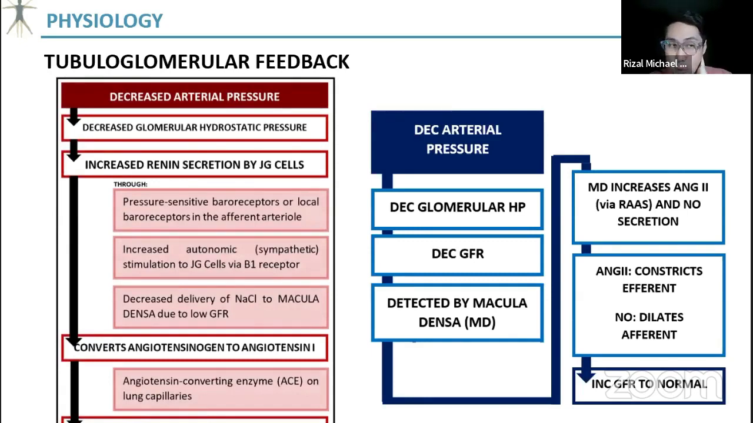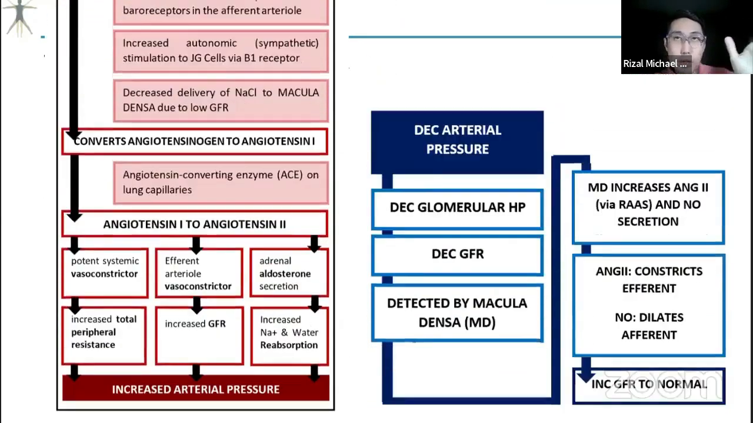So yung renin secretion mo, it will be stimulated by 3 important factors like sympathetic nervous system, macula densa, as well as your baroreceptors. Basically, renin will convert your angiotensinogen to angiotensin 1, and then angiotensin 1 to angiotensin 2 via the lung capillary ACE. And then you have angiotensin 2. So very important is you have to be familiar with the 3 functions ng angiotensin 2. That's your potent systemic vasoconstrictor, efferent arteriole constrictor, and as well as increased secretion ng aldosterone. Your aldosterone will increase sodium and water reabsorption as well as potassium and hydrogen secretion.